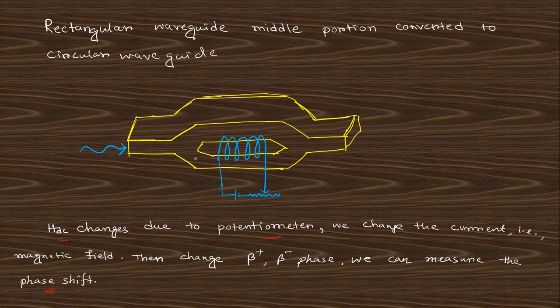Okay, so using this ferrite material we can use it as a non-linear component. How? Within this ferrite material we apply a current flowing material, and if we change this current, the magnetic field will change. According to this magnetic field, its phase shift will change. So this will help us to use it as a non-linear component.